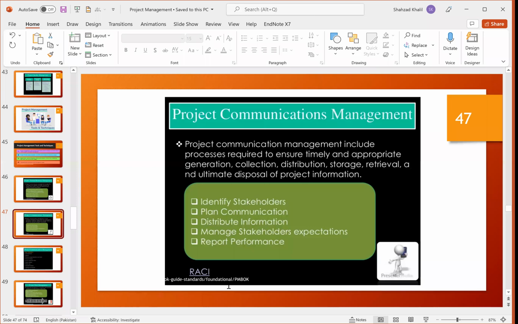And you can see an abbreviation, RACI. It is a matrix or chart system which stands for responsible, accountable, consulted, and informed. It is about the activities of all the concerned persons involved in it.